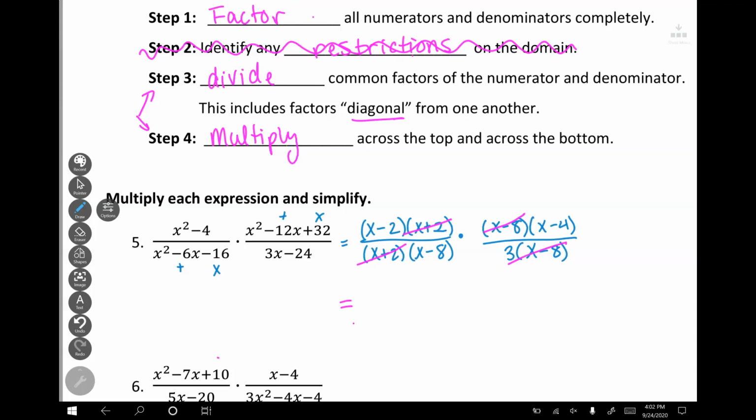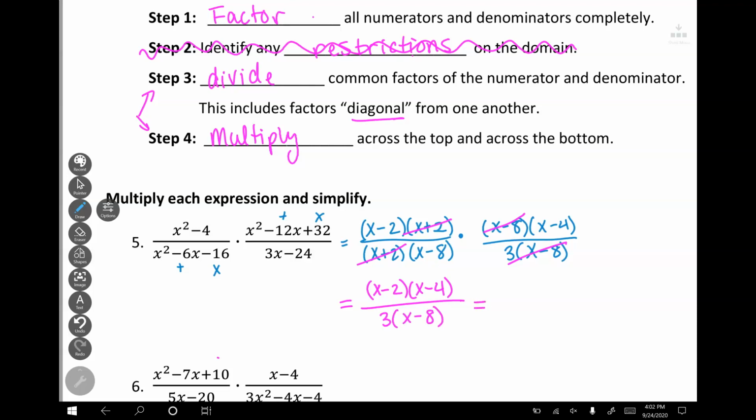All right, now we're moving on to step 4, which is now step 3 since we canceled step 2. But we want to multiply across the top and across the bottom, so just multiplying what's left. That's going to be x minus 2 times x minus 4. And in the denominator, I'm left with 3 times x minus 8.